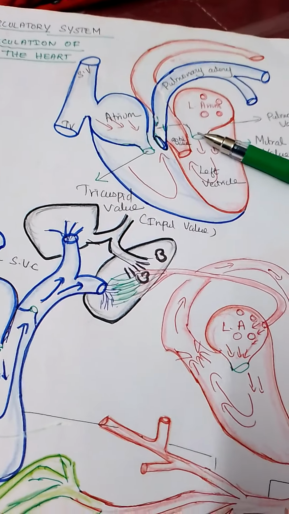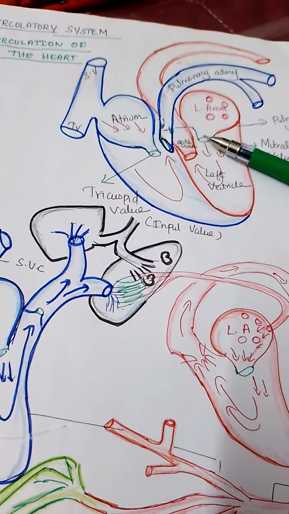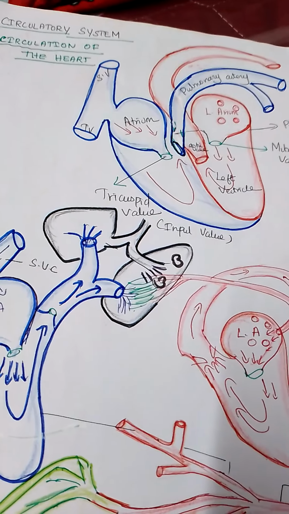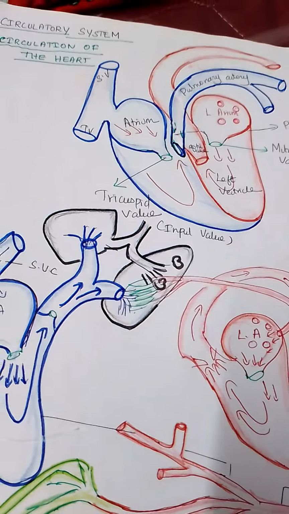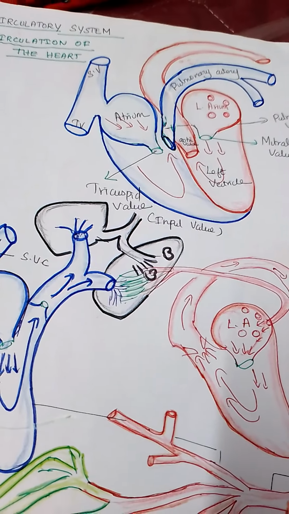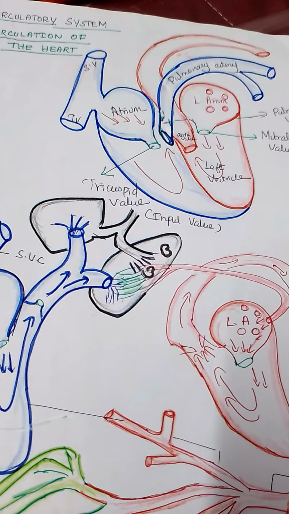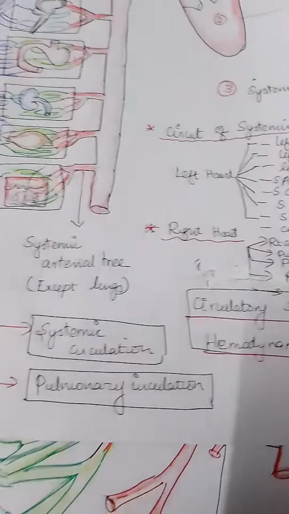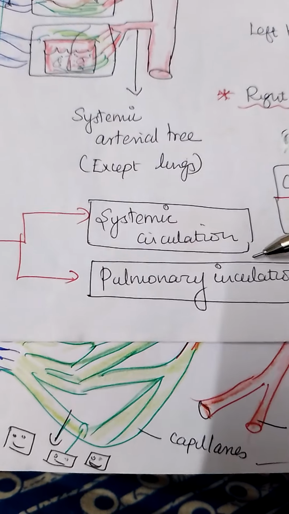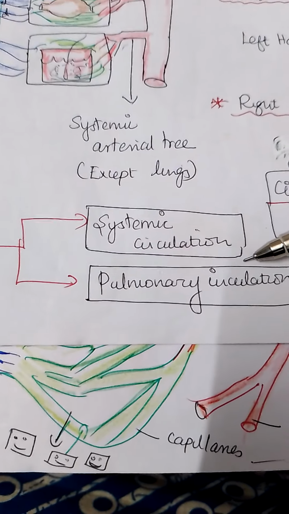Understand? As I told you, the human circulatory system is a double, closed circulatory system, and it is also a complete circulatory system. Why is it called double? It has double circulation: one is called the systemic circulation and the other the pulmonary circulation.